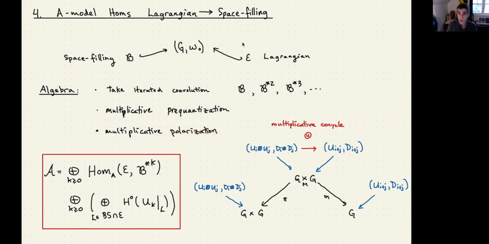So this seems like a tall order. Here I've just drawn the multiplication relation on the groupoid, and the idea is that we would be prequantizing, so we would have a holomorphic line bundle with a holomorphic connection on G, and we would hope that that is compatible with the multiplication, and that's what this multiplicative cocycle provides.